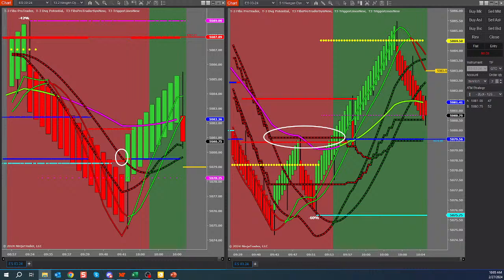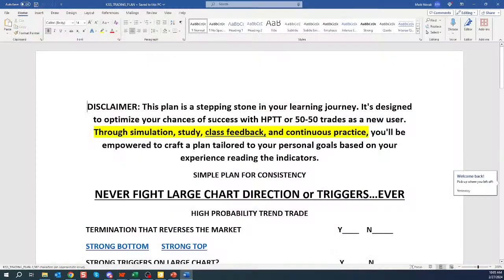Before we get into looking at charts, though, I wanted to go ahead and give you guys the KISS plan. Guys, the KISS plan is the easiest way I know how to do this. The KISS plan is 100% designed to optimize your chances of success with a high probability trend trade, with the 50-50 trade, that medium probability trade where areas have the potential to break.